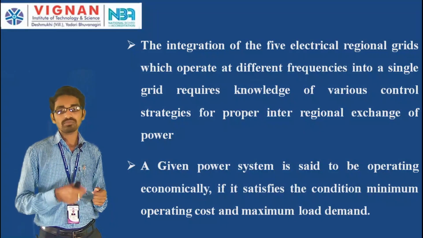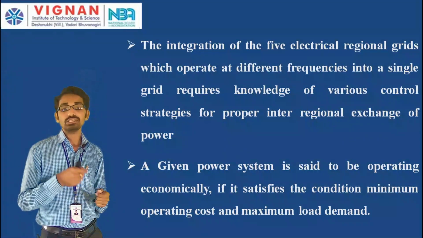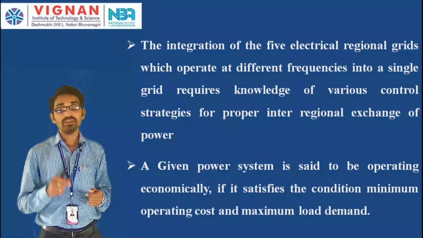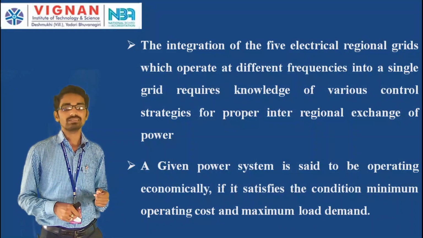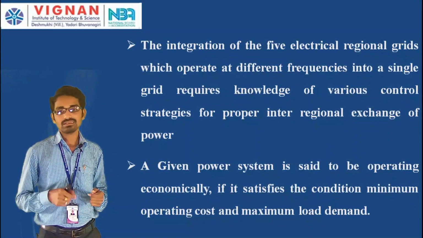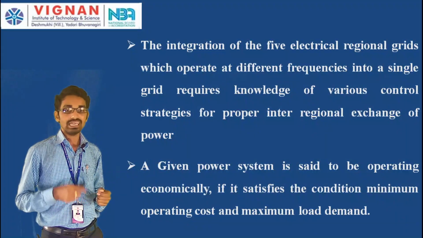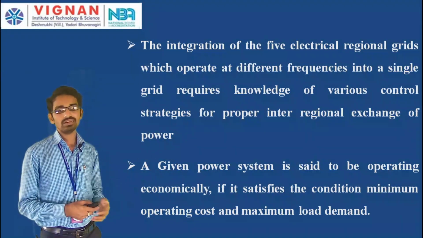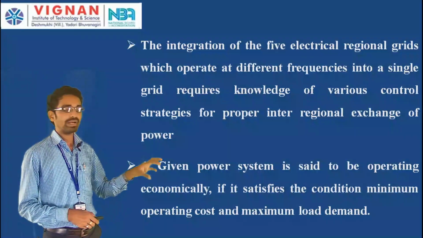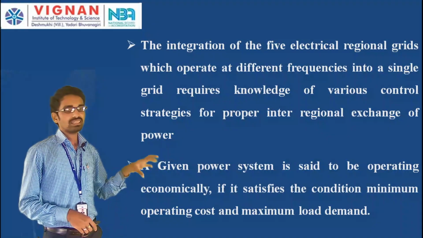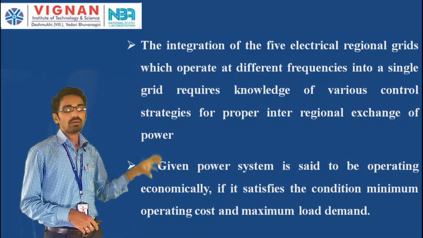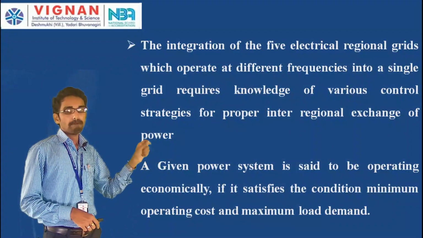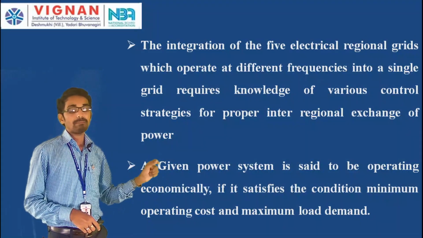To overcome that economic load dispatching problem, we need to allocate the generation and load to the particular generating stations where we are going to get less cost of generation. In order to get that less cost of generation, we are going to utilize economic load dispatching. That we are going to see in the upcoming classes. And then, a given power system is said to be operating economically if I consider a particular power station, if it satisfies the condition which is minimum operating cost and maximum load demand.